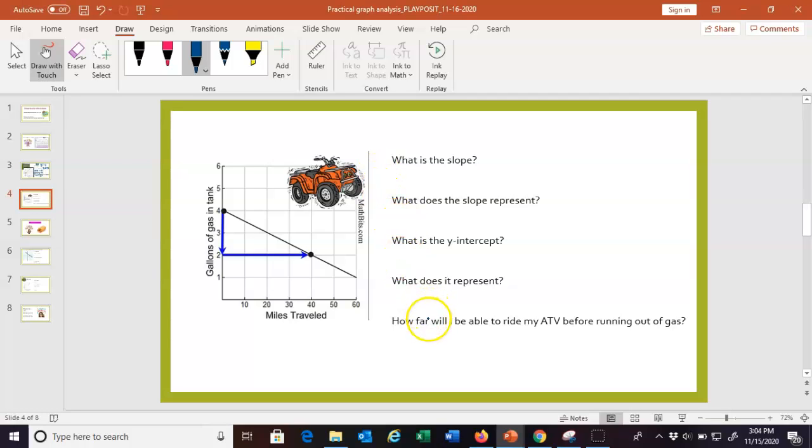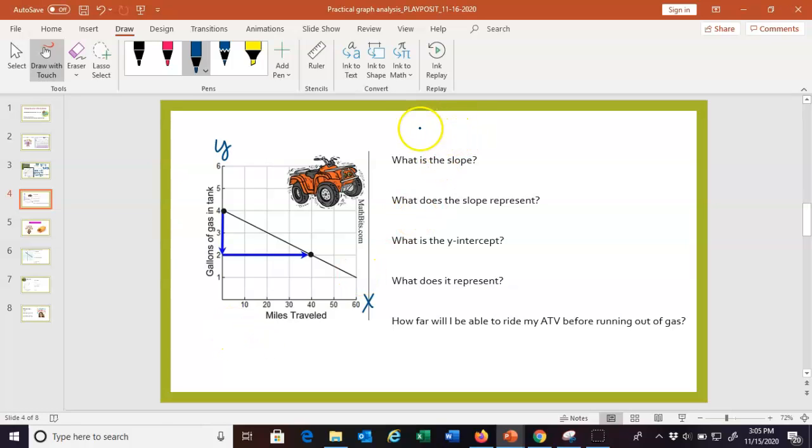Here's our next example. We're looking at the number of miles traveled along the x-axis, and that's going by tens, and the gallons of gas in your tank along the y-axis, and that's going by ones. So remember, you can have different increments along the different axes.